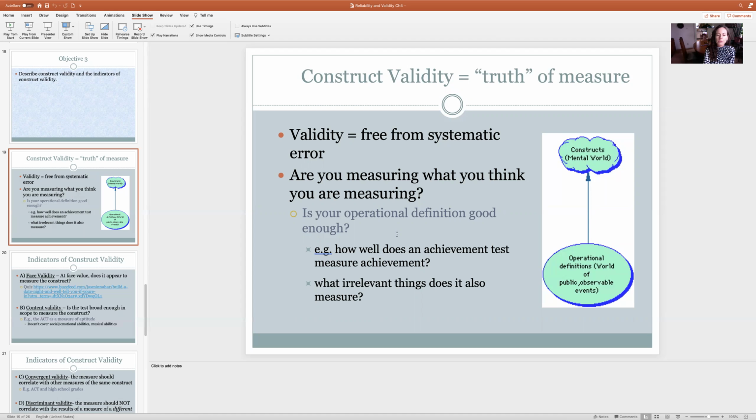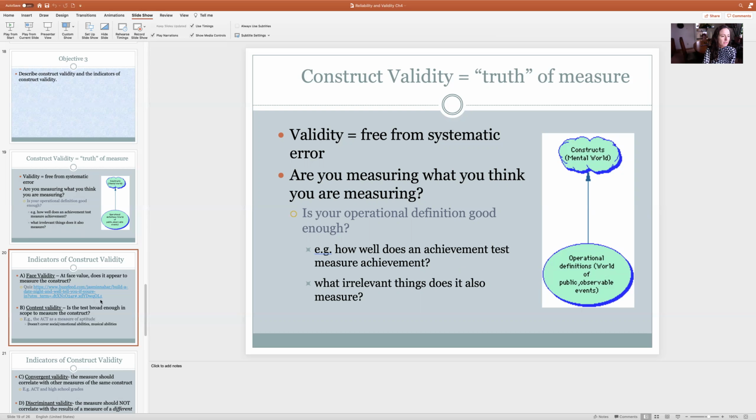Okay, so the question is, is your operational definition really good enough? Are you measuring what you think you're measuring? Say you're measuring, for example, heart rate, but you're using it as a measure of the construct of stress. Is it really a good measure of stress? I mean, that's a good question, right? How well does an achievement test measure achievement? What kinds of irrelevant things does it also measure? We don't want those irrelevant things in there. We want it to actually measure what it is supposed to measure.